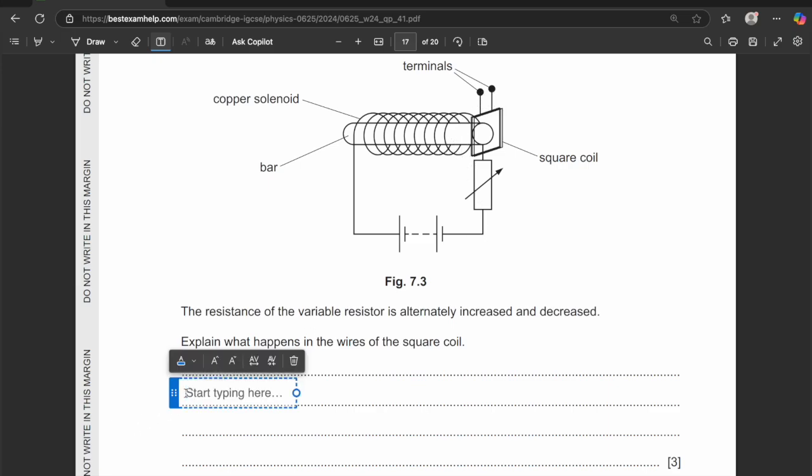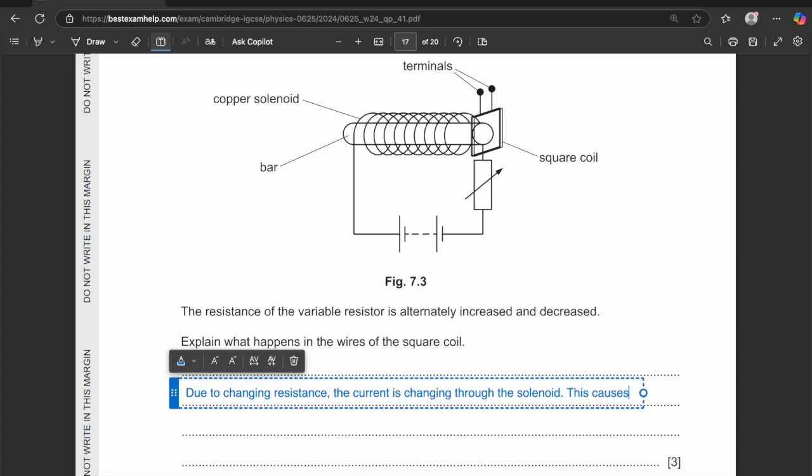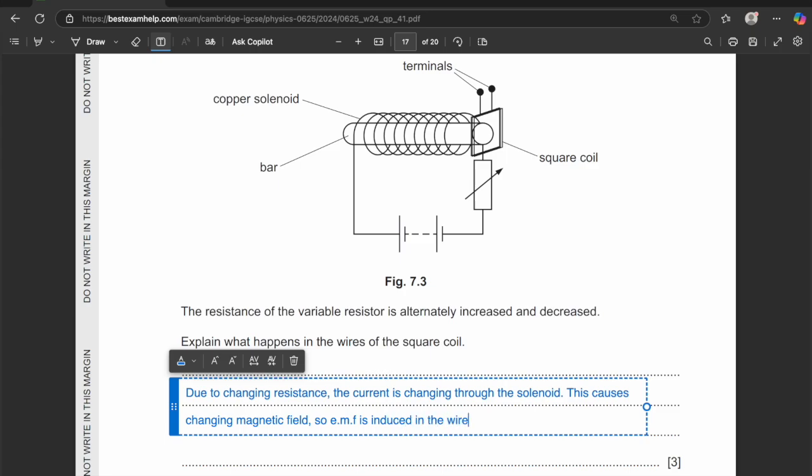So we can write that due to change in resistance, the current is changing through the solenoid. So this causes a changing magnetic field. So for the electromotive force, we can just write EMF is induced in the wires of the coil between the terminals.